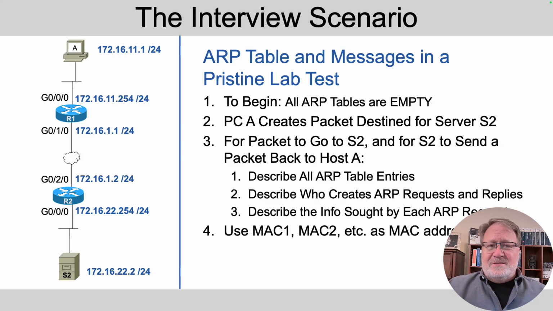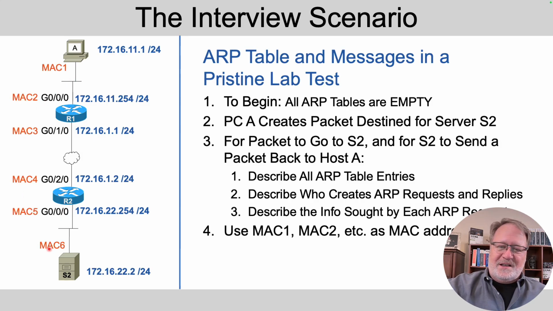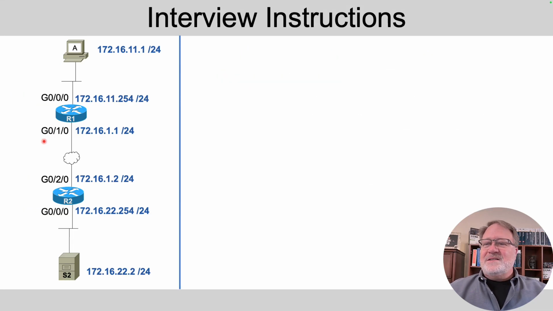Now, MAC addresses are long and hard to work with. So for the sake of discussion, I would say use generic MAC addresses like MAC1 and MAC2. I might write those up here, MAC1, 2, 3, 4, 5, 6. For instance, MAC3 used for this R1 Gig 0/0 interface, right? So just use generic MAC addresses for the discussion. All right, so that's the scenario.